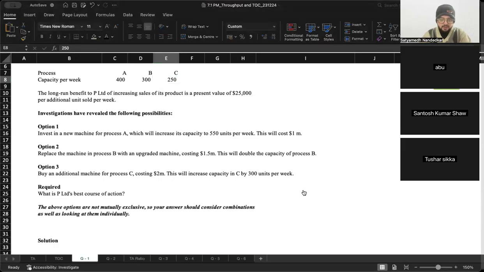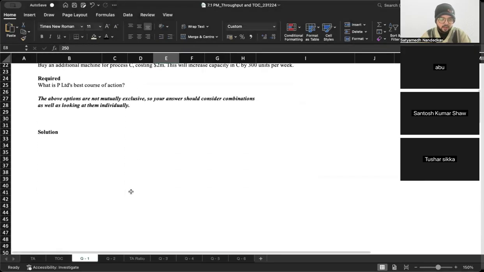The question is, you have been given some data. There are three consecutive processes. What is P Limited's best course of action? Should it go for option 1 or option 2 or option 3? Pay attention to how we are tackling this question.